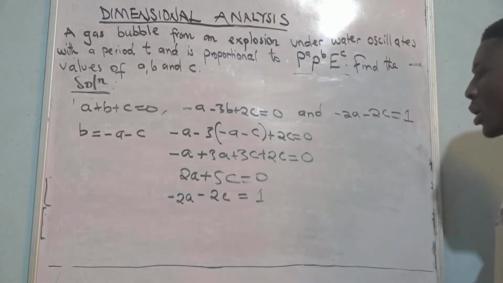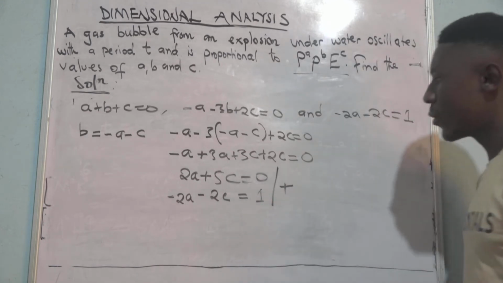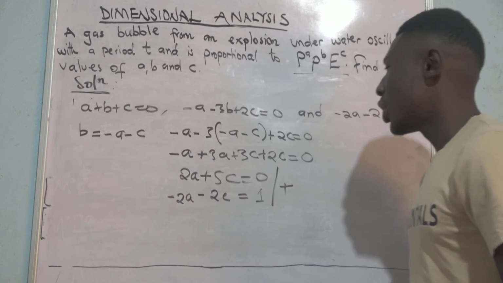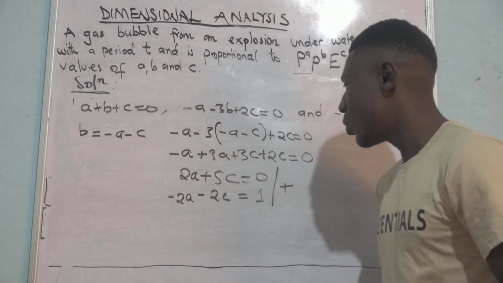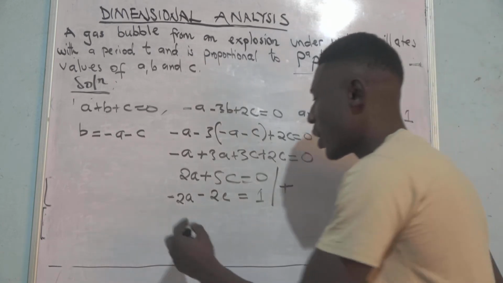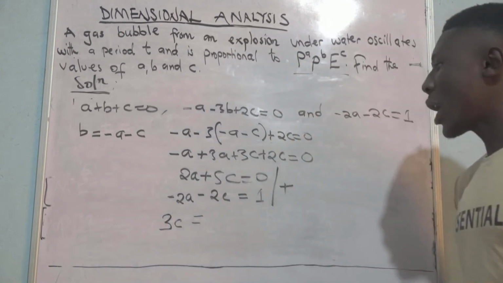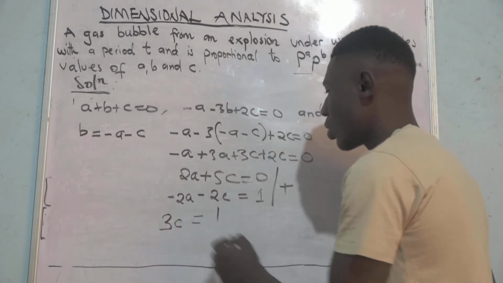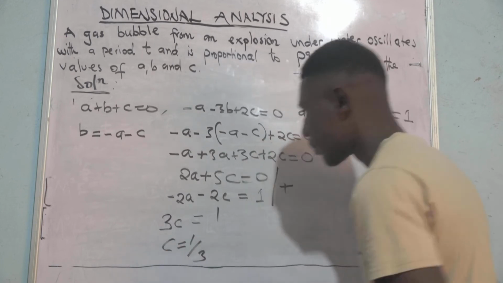So for this one, we're going to simply use the elimination method. We're going to use a positive to eliminate a. So 2a plus negative 2a will just give us a 0, meaning that a will be eliminated. We're going to remain with c. Now 5c plus negative 2c will just give us 3c there, which will be equal to, when you add 0 plus 1, we're going to get 1. So this will therefore mean that the value for c is 1 over 3.